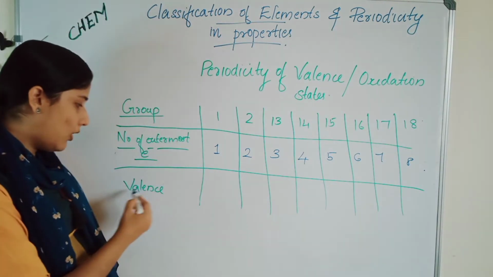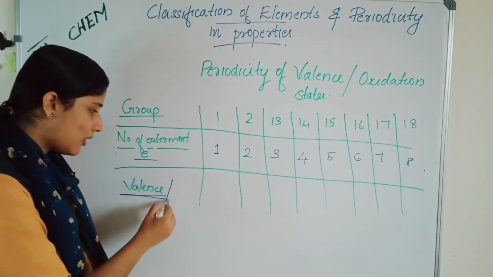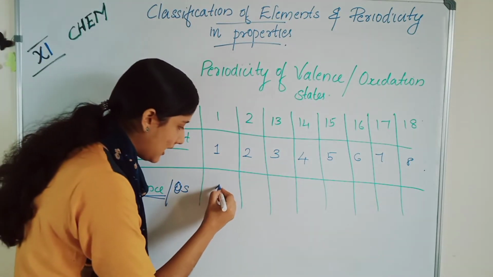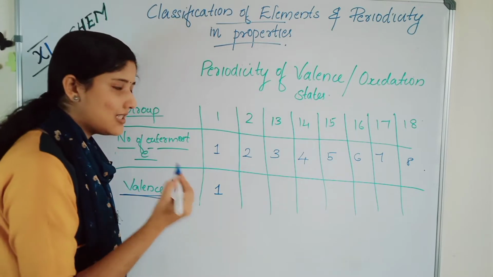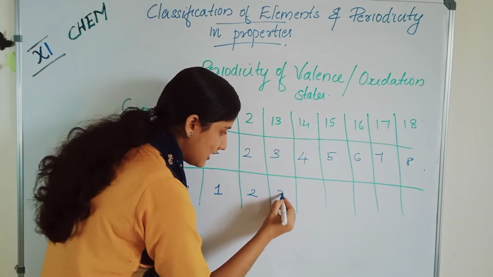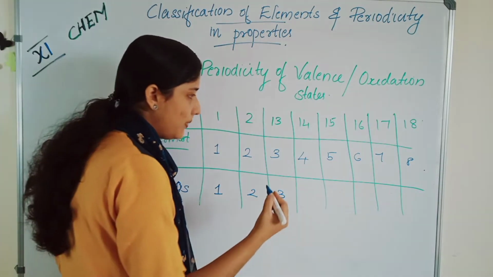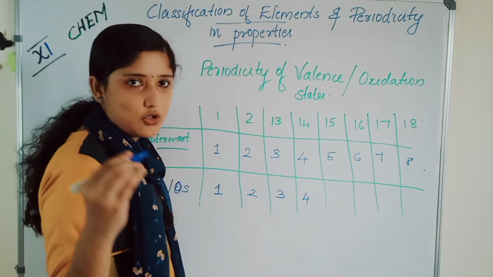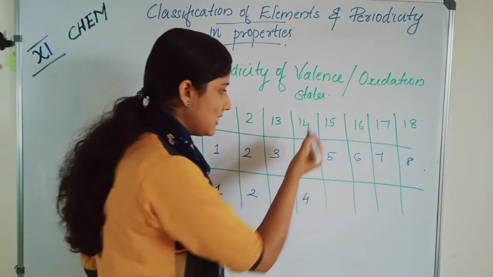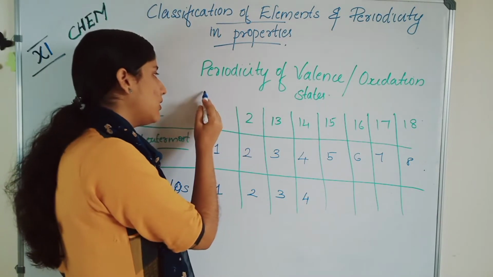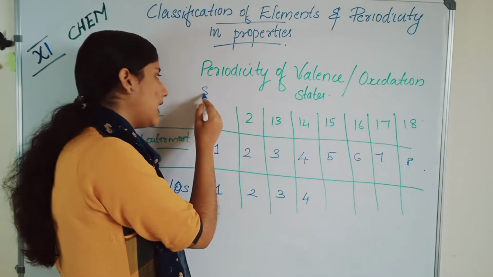Now let's look at what is the valence or the oxidation state. For the first group that is 1. It shows a valence of 1. Here it is 2. Here it is 3. For the 14th group it will be 4. From 15th group onwards it will show 8 minus the number of valence electrons. That is, 8 minus 5. I have already taught you the definition.